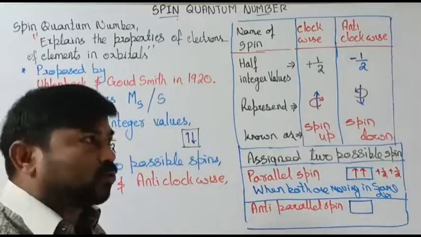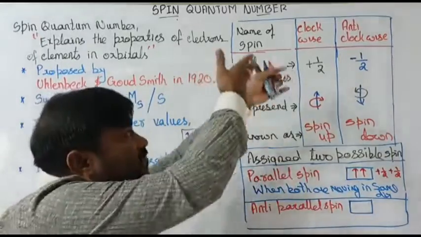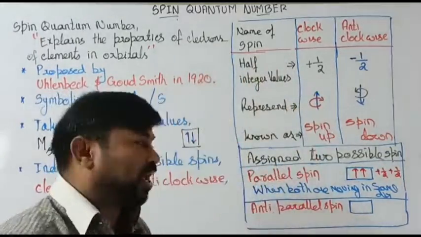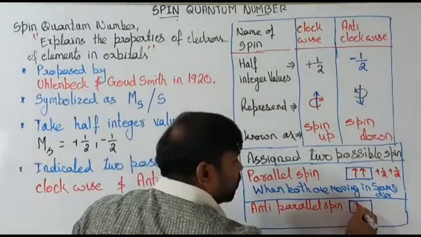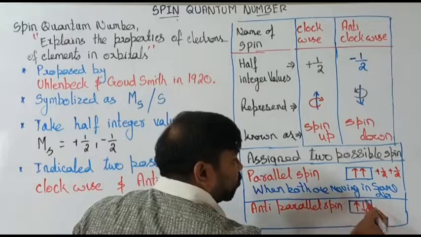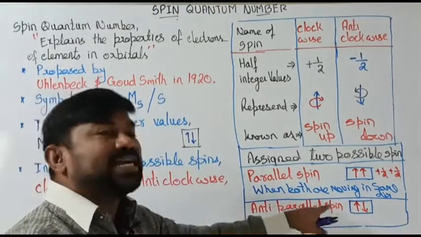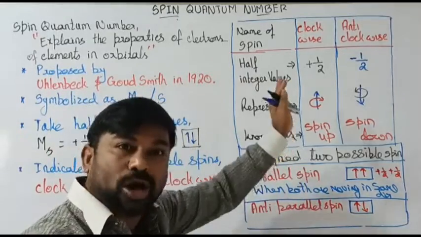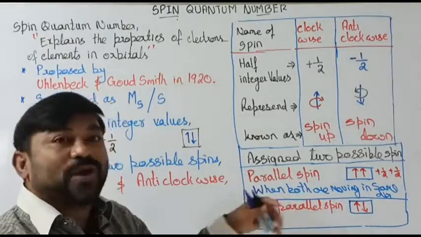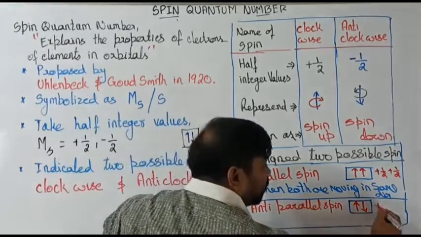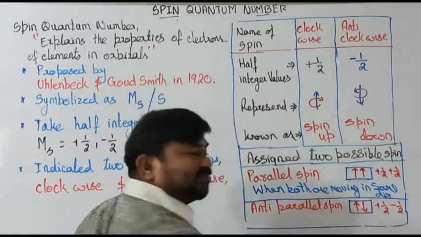Okay, now let's get back to the other possible spin assigned when we have two electrons. The other one is one facing upwards and the other facing downwards. So this we call anti-parallel spin. One moving in the clockwise direction, the other moving in the anti-clockwise direction. If you assign the values, the first one will be positive half and the second one will be negative half.